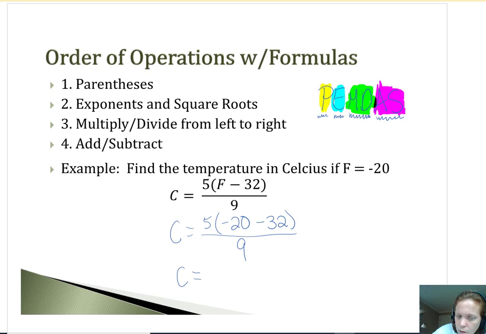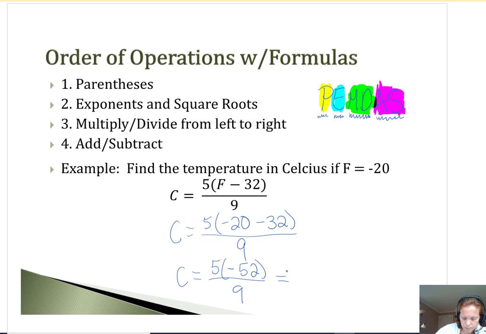So in the parentheses, I would do that first. -20 minus -32 is -52. Okay, then multiply and divide from left to right. So in this case, it's really like 5 times -52. Notice how that's all over that fraction line. That really should be done first.